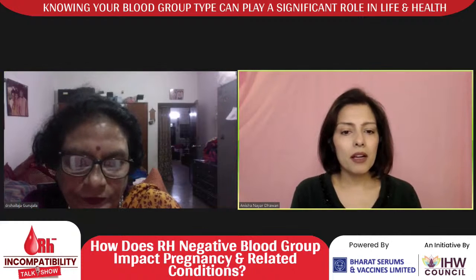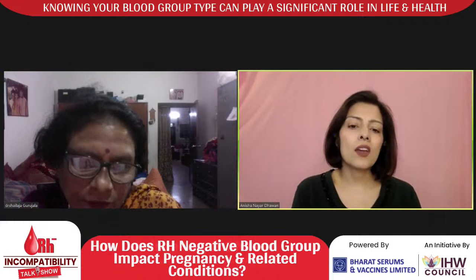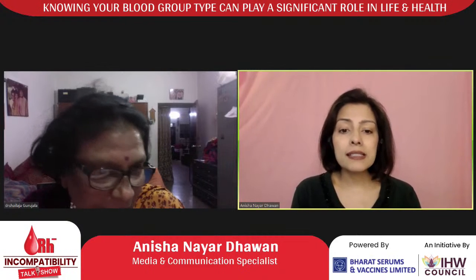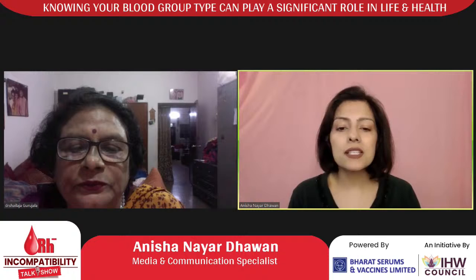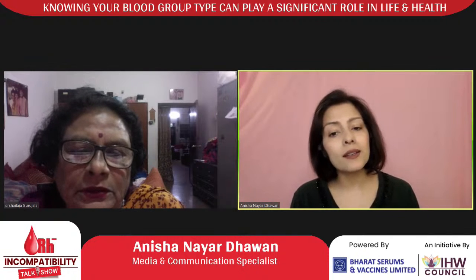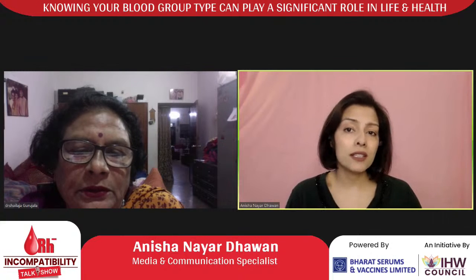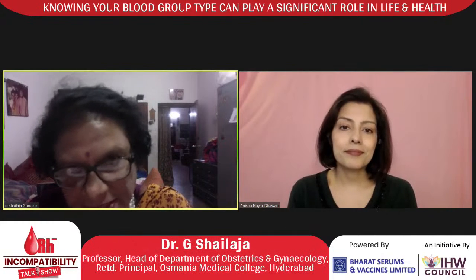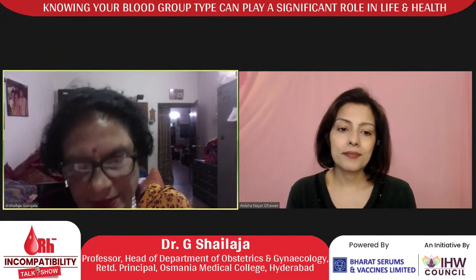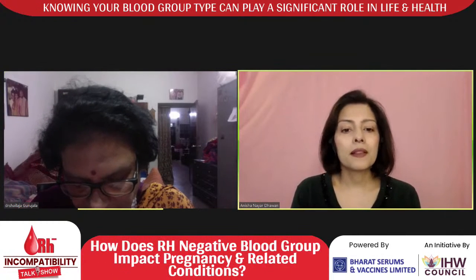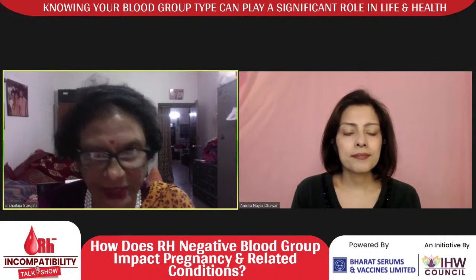Right. Ma'am, another Facebook user is asking, why does RH incompatibility occur in a woman? Is the condition fatal for both mother and child? How serious is this? Okay, it's not fatal for the mother, but it could be fatal for the child, depending upon the degree of the antibodies, and how anemic the baby is.